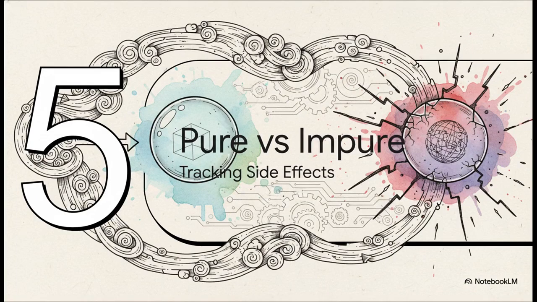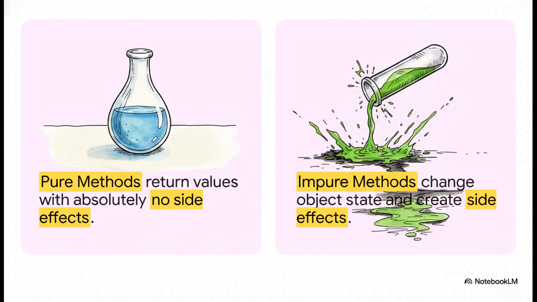Next up, Section 5, Pure versus Impure Methods. We can classify methods based on whether they alter the state of an object. Pure methods? They are your safe, predictable accessors. If you give them the same input, they will always return the exact same output without leaving a footprint. They don't change any instance variables. They have absolutely no side effects. Think of something like Math.sqrt. It just calculates and gives you a number.